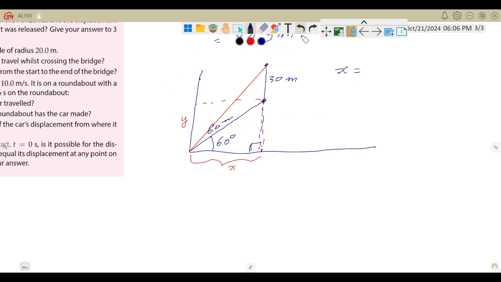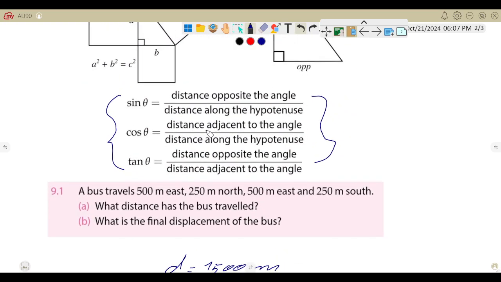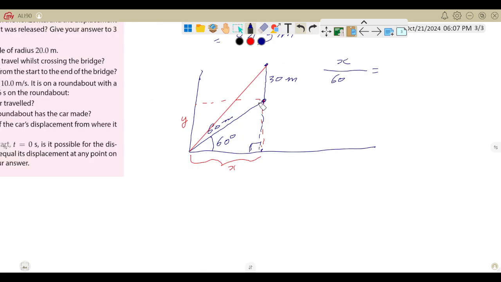Actually, let's do it in detail. If I'm dividing this x by this 60, what is this giving me? If I'm dividing the adjacent by the hypotenuse, as we have seen before, if you do remember, we looked at all of this last time: distance adjacent to the angle divided by the hypotenuse. What is given? The cosine. That means I can do the same here. I have the adjacent divided by the hypotenuse, giving the cosine of 60.